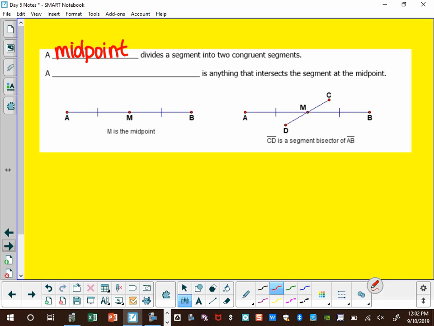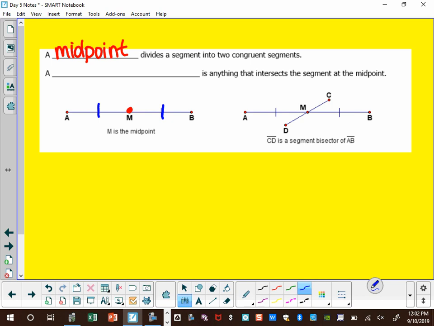So if you look at this first picture, it tells you M is the midpoint. Let's say it did not say that. How would I know that M is the midpoint? Because of the little hash marks. These hash marks mean that they are congruent. So that's how I could know.